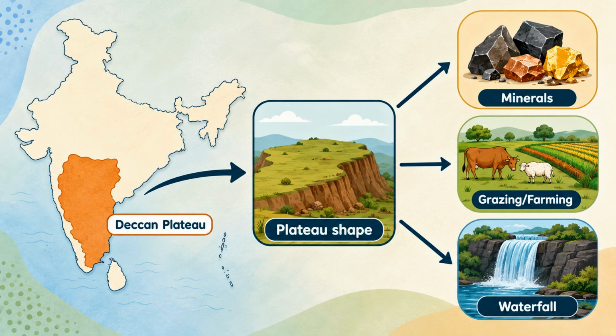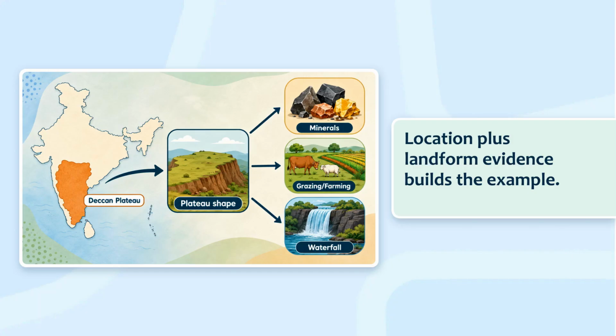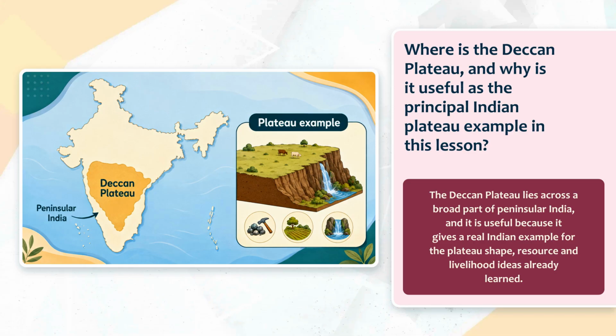The map tells us where the Deccan Plateau is, and the inset connects that place to the plateau ideas already learned. The lesson uses it as a location example rather than an advanced geology case. The map and inset have different jobs. Location plus landform evidence builds the example. The map shows where, the inset recalls what. Use both the highlighted map region and the inset.